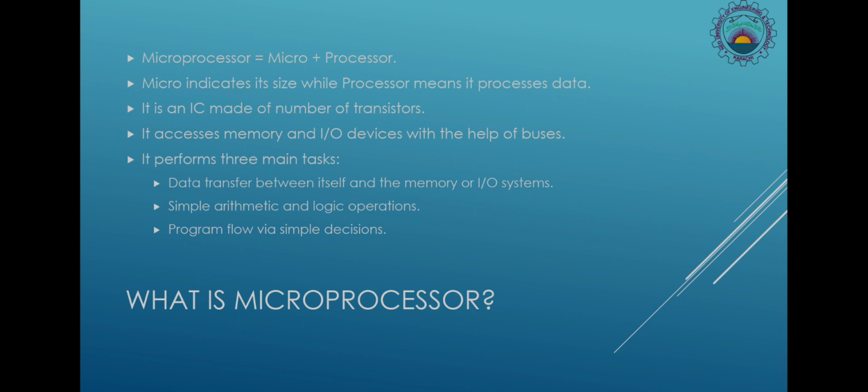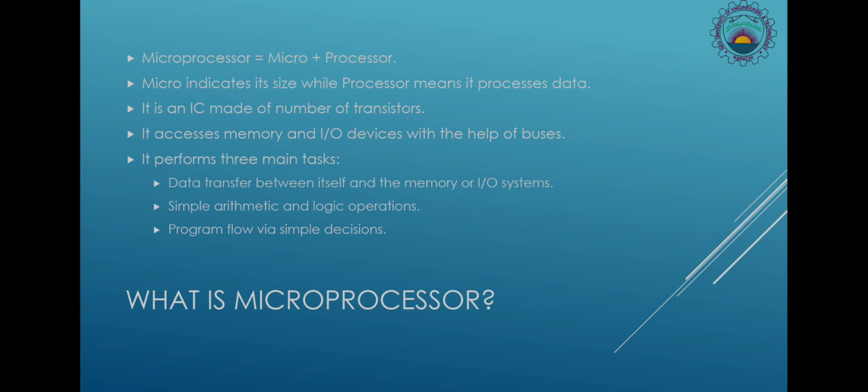Whenever there is a microprocessor in a system, it will be accessing memory and IO devices with the help of buses, and these buses are of three types. Number one, address bus, number two, data bus, and number three, control signals or control bus.